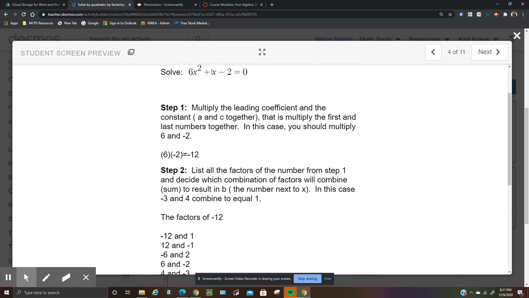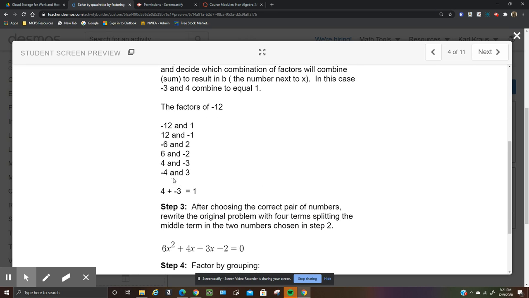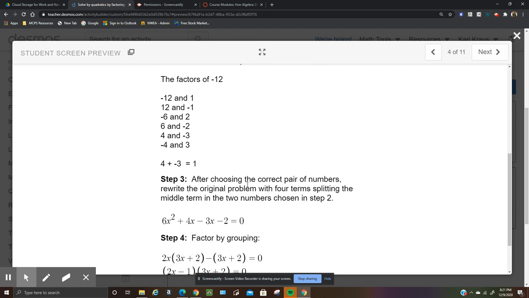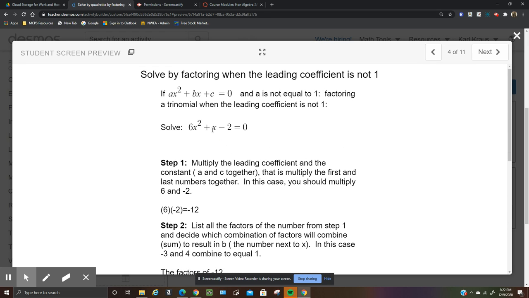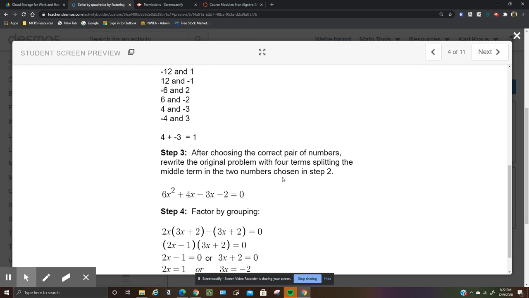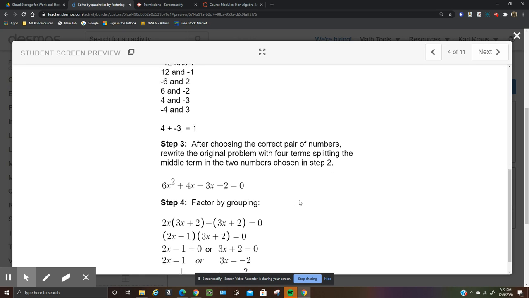But looking back up at the original, we want those to add up to 1 here. So that's 4 plus negative 3. So after we find these two factors, we're going to split this 1x into 4x and minus 3x. So if I add these together, 4x and negative 3x, I do get 1x. So I split the 1x into 4x minus 3x.